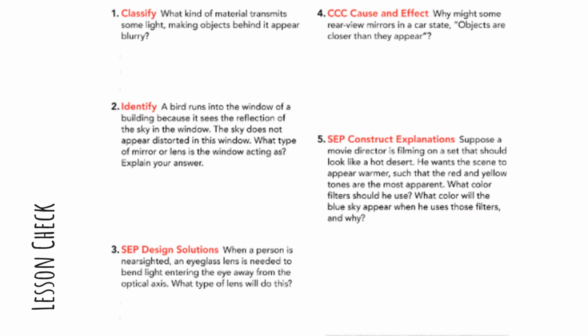And that finishes that, and now it's time for a lesson check. What kind of material transmits some light, making objects behind it appear blurry? And that's translucent materials, such as waxed paper.